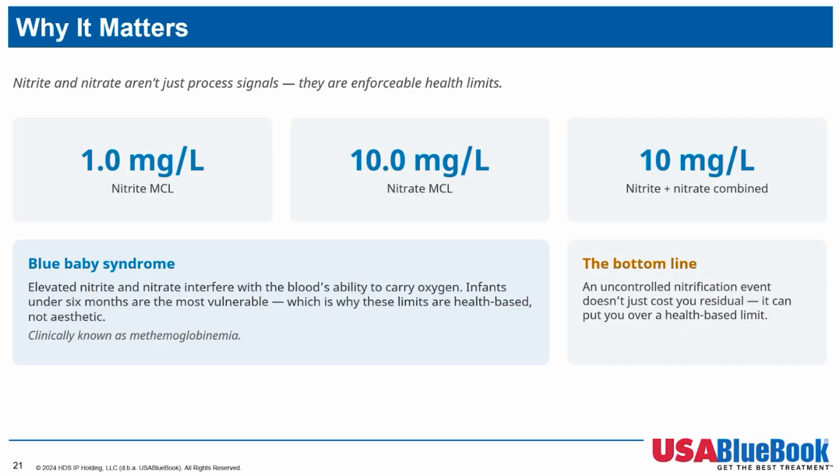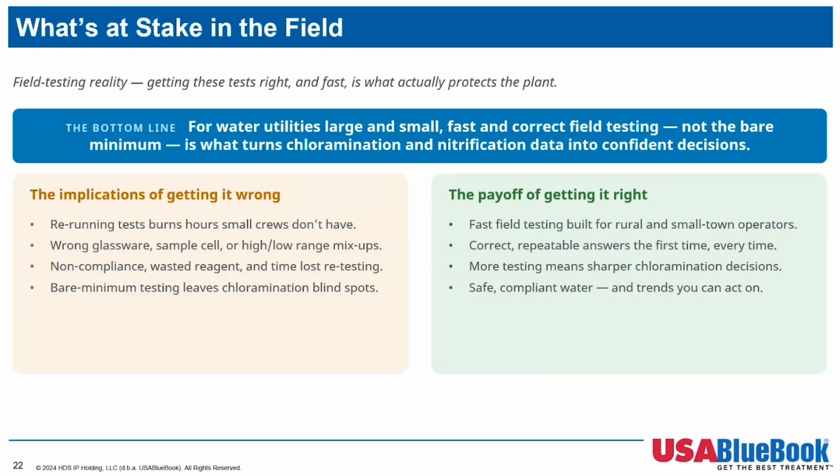And on the next slide, we'll bring it back to the operator in the field. Everything we've covered assumes that somebody actually runs the tests. So let's talk about what that's really like. In a small system, it might be 1 or 2 people, a truck, and a list. Reagents, glassware, consumables, a meter for pH, and colorimeters for everything else, in addition to the space that's required.